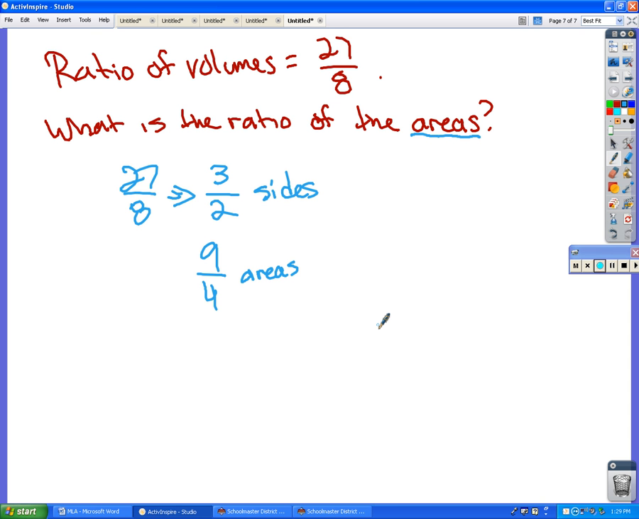So if you know the volumes, you cube root it, that gives you the sides. If you know the sides, you square it, that gives you the areas. If you know the areas, you can square root it and get the sides. Yeah, stressful, huh? And then if you want the volumes, you can take that and cube it. So you just have to keep all those relationships straight in your head, okay? But that's all I got.